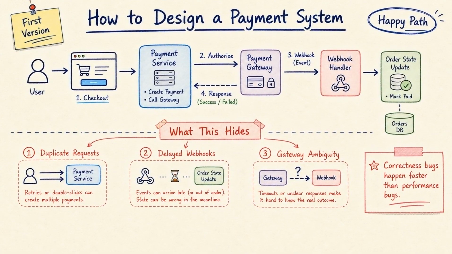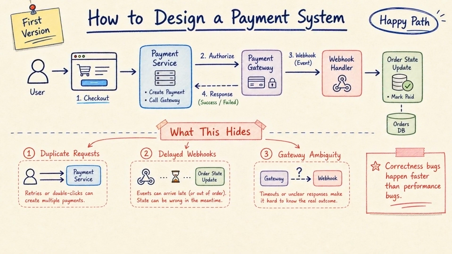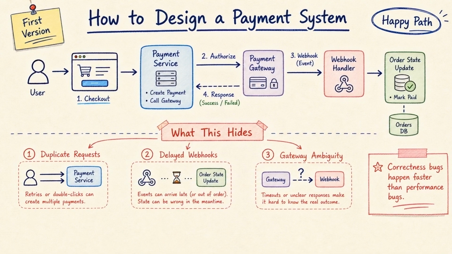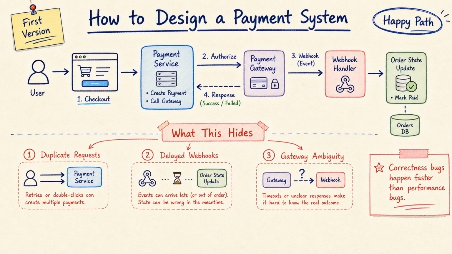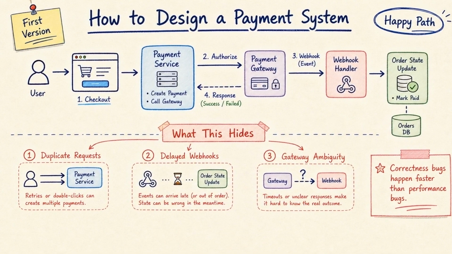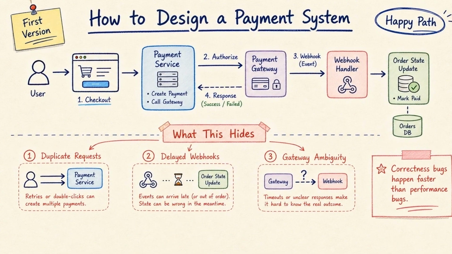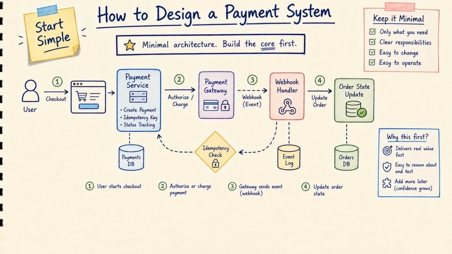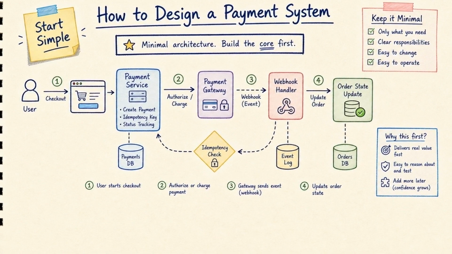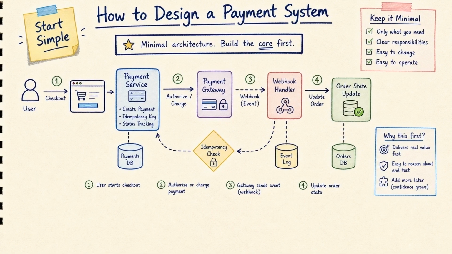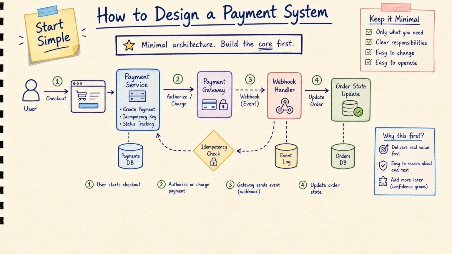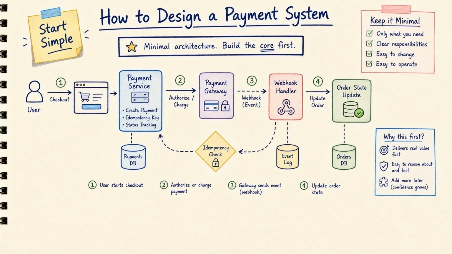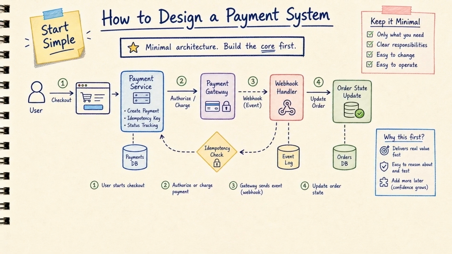The first diagram usually looks fine because it only tells the happy path story. For this topic, that naive version is usually the web application charges the card directly and marks the order paid immediately inside one synchronous request. I still start simple on purpose. That gives the team a baseline before complexity earns its place.